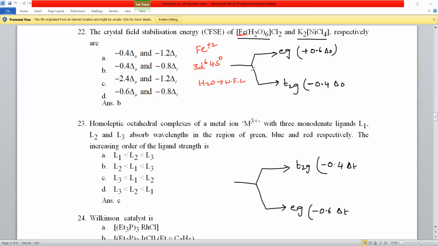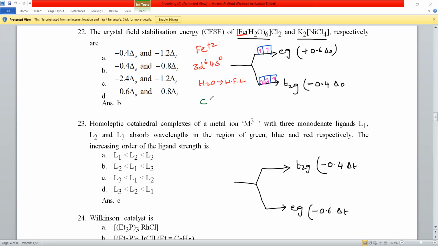Since we know H2O is a weak field ligand, weak field ligand means electrons will not pair. How many orbitals will be present in t2g? 3, and eg will have 2. Now fill the electrons here. How many electrons? 6 electrons. 1, 2, 3, 4, 5. Then later pairing takes place. 4 is there.